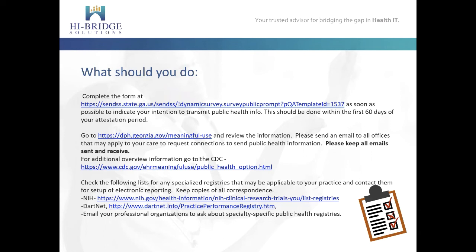And again, these are the places where you can find the registries. You can check the CDC, NIH, Dartnet is a good one, or email your professional organizations, like ASH, about specialty-specific registries. And I think that's my last slide. Can we go to the next?